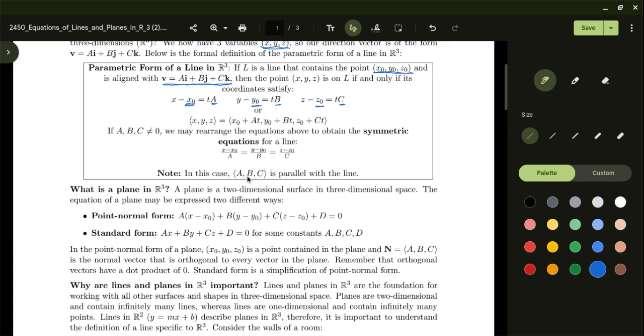One thing I also want to point out is that our directional vector, a, b, and c, is actually a parallel line. And so here, if I was given a, b, c, and then in our problems, we'll also be given a point. So what we're really doing here is we're finding this line that contains that given point and is parallel to our given vector. All right, and we'll see an example of this in just a second.